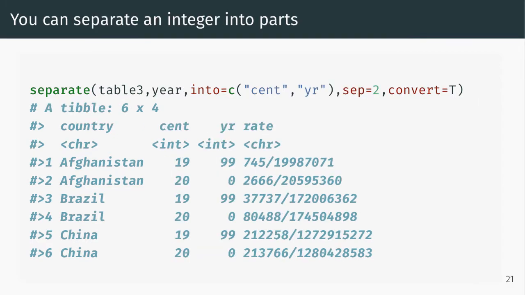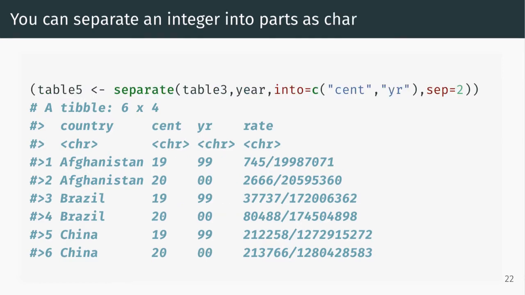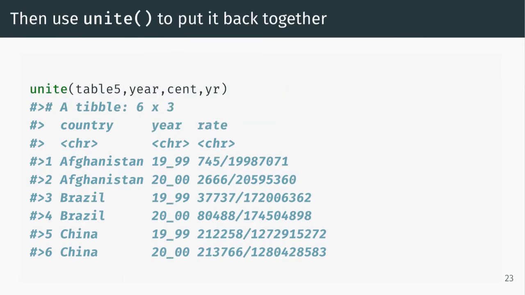Okay, and we can separate an integer into parts. So we can use this separate function to separate it, and notice the integer has been separated into century and year here. And we can also put it back together. So if we put it back together, it's going to become characters, which is not great. Oh no, this isn't putting it back together. Here's putting it back together.